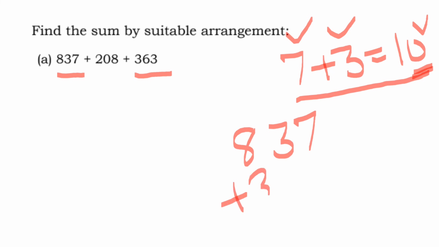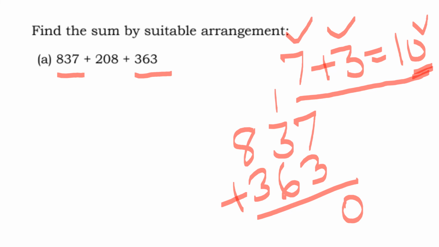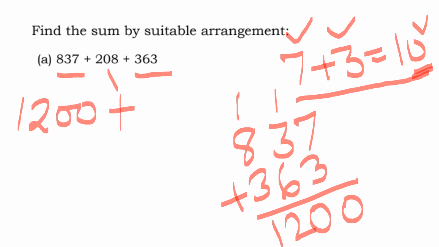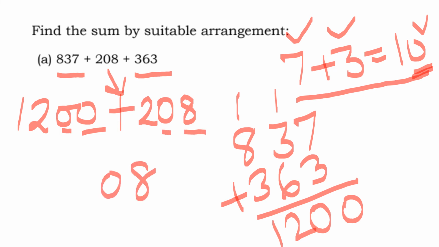837 plus 363. 7 plus 3 gives me 10, carry over 1. 6 plus 1, 7. 7 plus 3 again 10, carry over 1. 8 plus 1, 9. 9 plus 3 gives me 12, so 1200. Therefore, 837 plus 363 tends to 1200. And we are going to add the third number here, that is 208. Now it is easy for me to add. So 1200 plus 8. 0 plus 8 gives me 8. 0 plus 0 gives me 0. 2 and 2 gives me 4. And I am left with 1. So my answer is 1408.